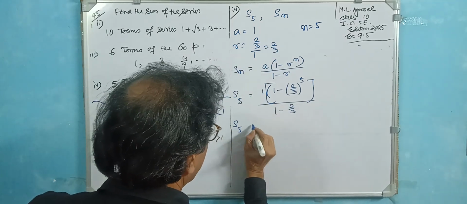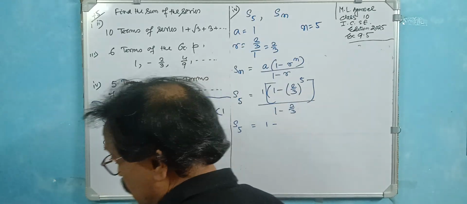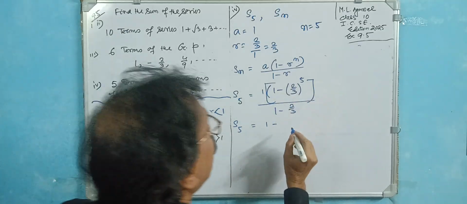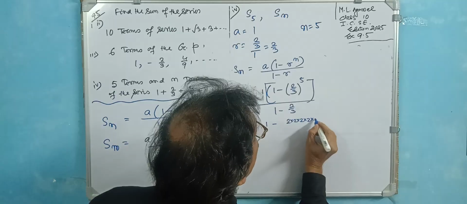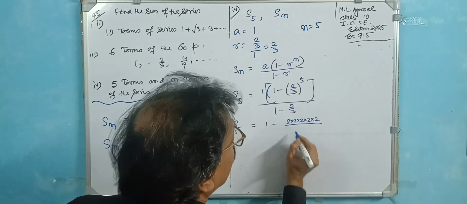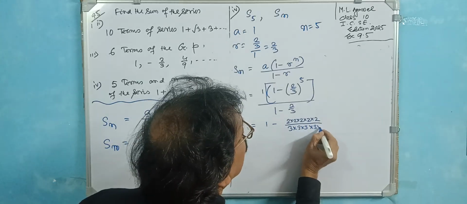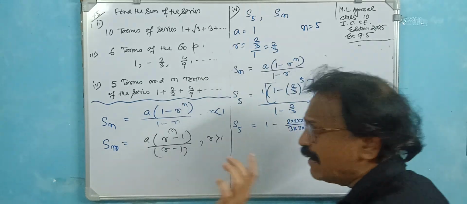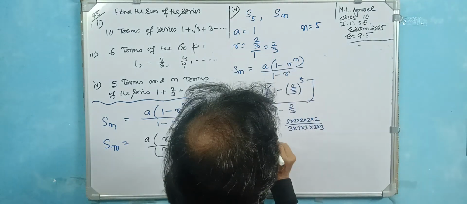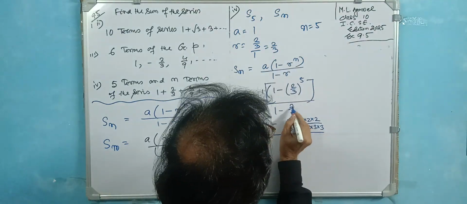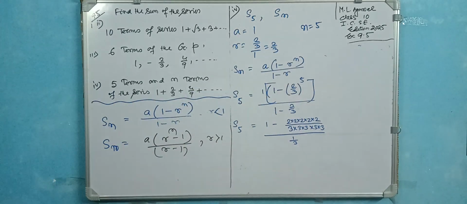S5 is just 1 minus 2 to the power 5, so 2 into 2, five times. That will be calculated, there is nothing else to do, you have to calculate it. And 3 into 3 into 3 into 3 into 3. This part will be calculated. Don't do it that way, do it another way. Now, this is 3 ones are 3 minus 2, so actually 1 by 3.